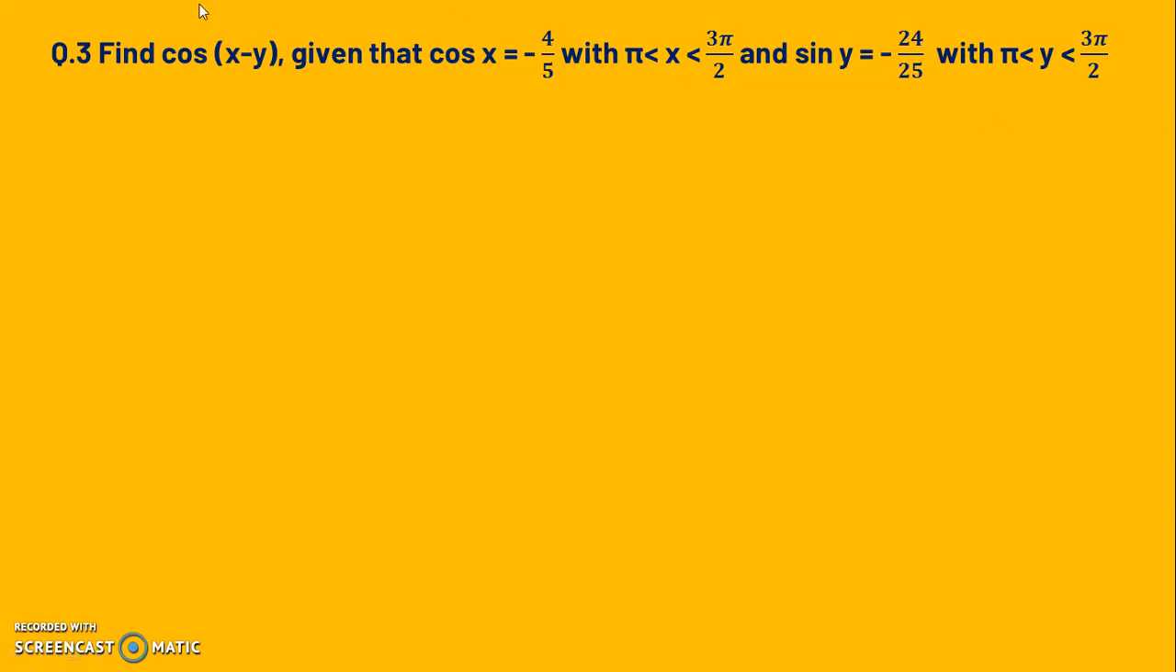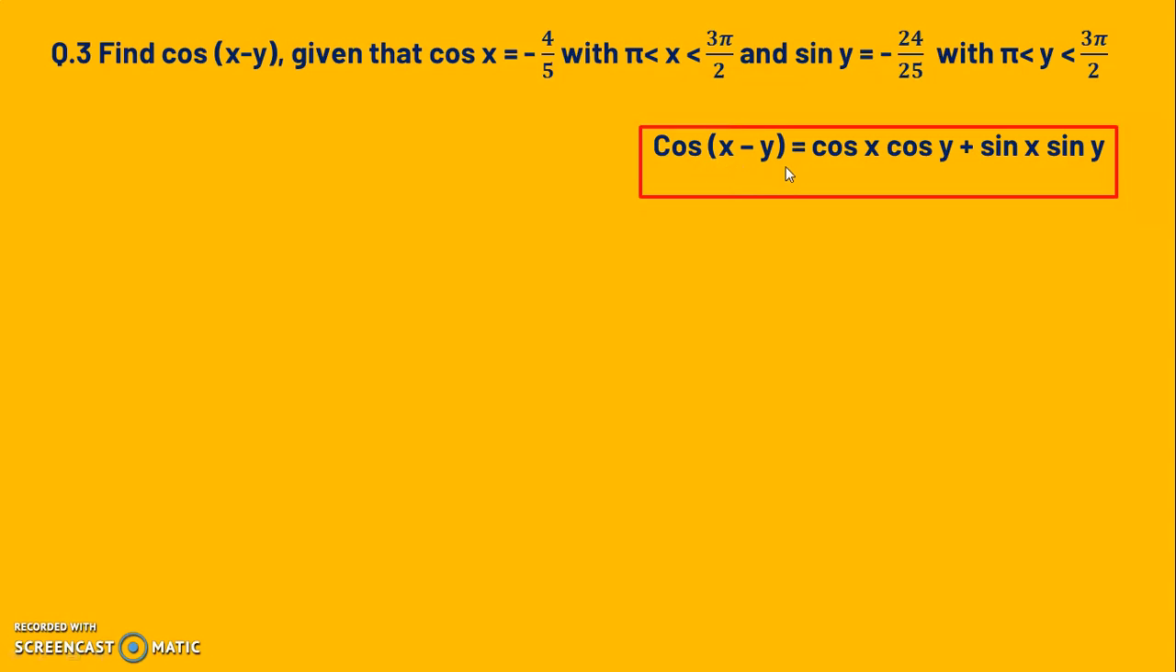So now what is asked here? Cos(x minus y). We know the formula for finding cos(x minus y). What is the formula? Cos(x minus y) is equal to cos x cos y plus sin x sin y. These formulas I have already discussed in basic trigonometric formulas part 2, so please refer to that so that you can easily solve these kinds of problems. There are also some tricks to memorize formulas, and those tricks have been discussed in that video.